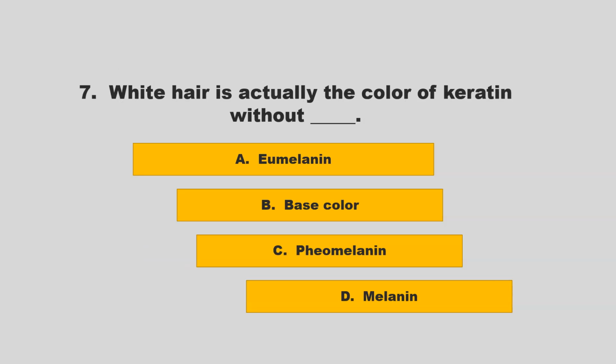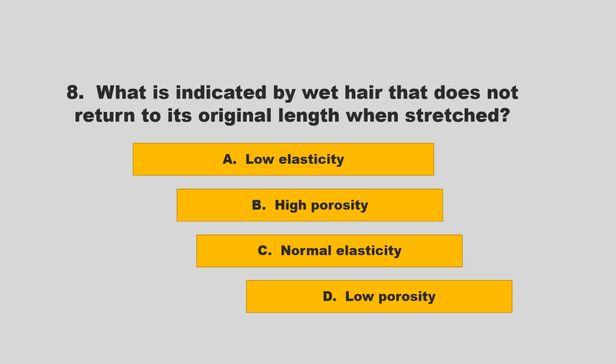White hair is actually the color of keratin without blank. Is it eumelanin, base color, pheomelanin, or melanin? If you chose D, melanin, you are correct.